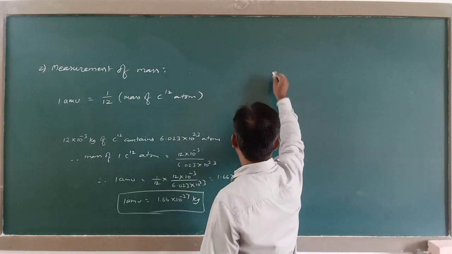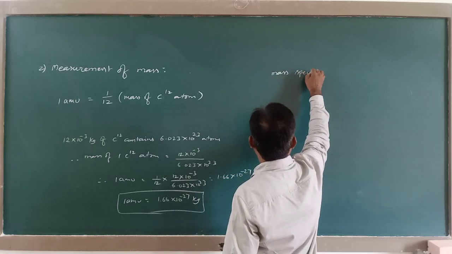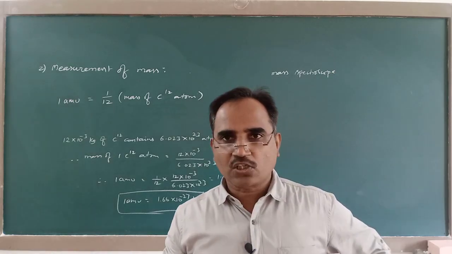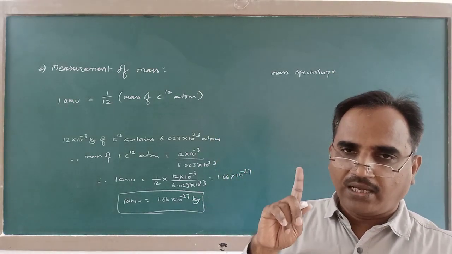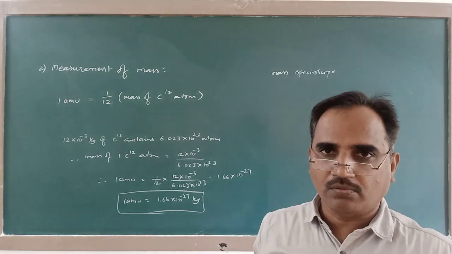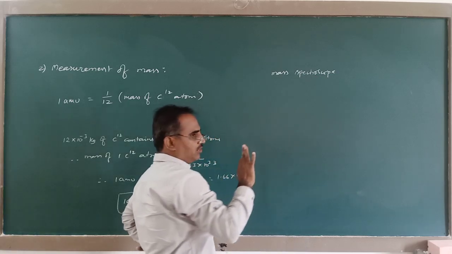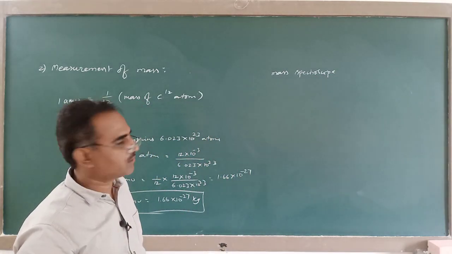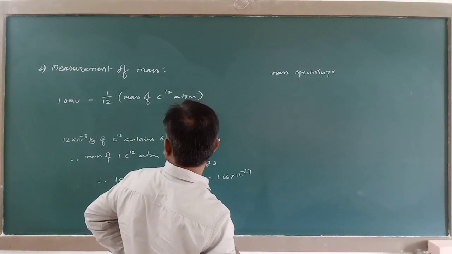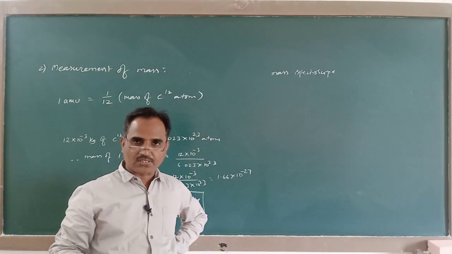And these atomic masses are measured by using mass spectroscopes. Mass spectroscopes measure the mass of atoms in terms of AMU. So you just remember that a mass spectroscope is an instrument which is used to find atomic masses. So this is about the measurement of small masses.